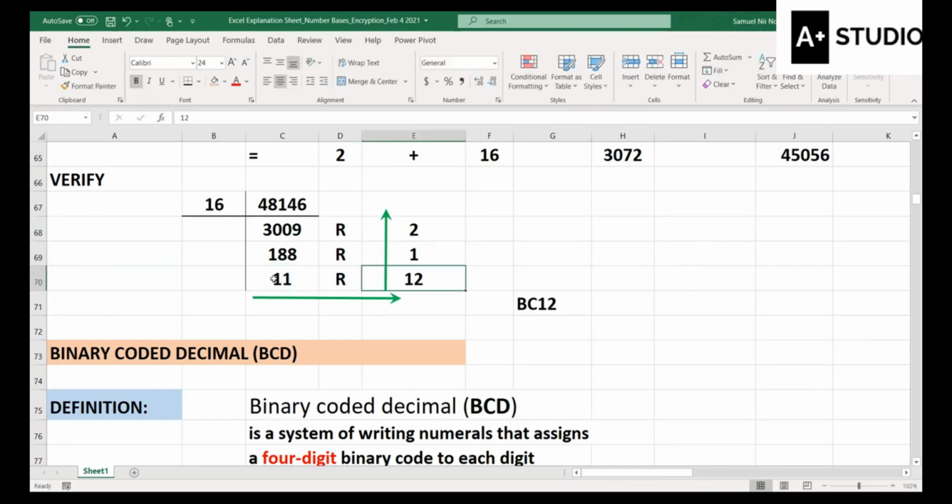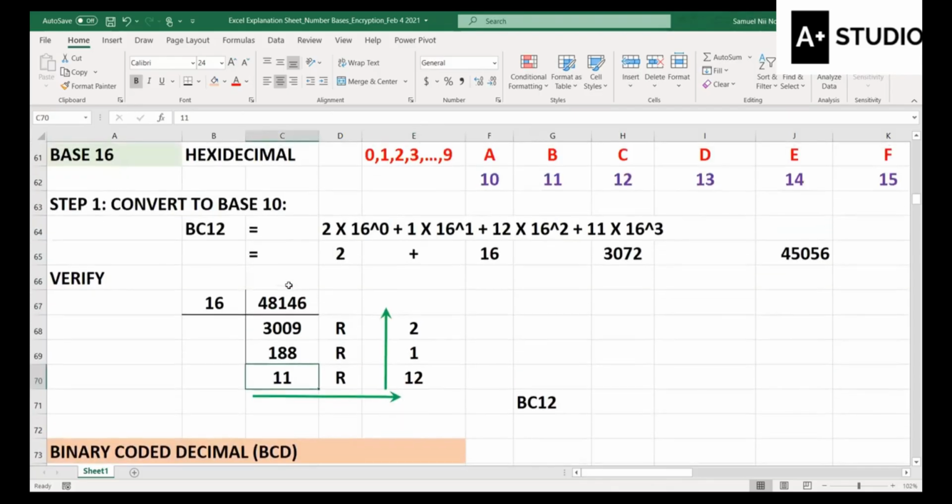Now, we are picking this from left to right, bottom to top. What is 11? 11 is B, you see it here. What is 12? The remainder 12 is C, so you see BC. And then we have 1, 2. So this is why this is base 16. Okay, I'm going to give you quite a number of exercises which you can do to be able to be very flexible or comfortable with how this is done.